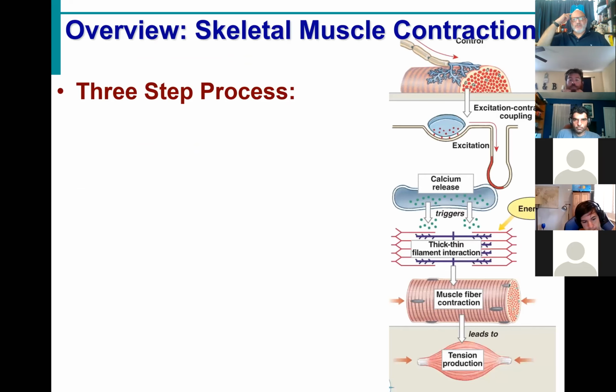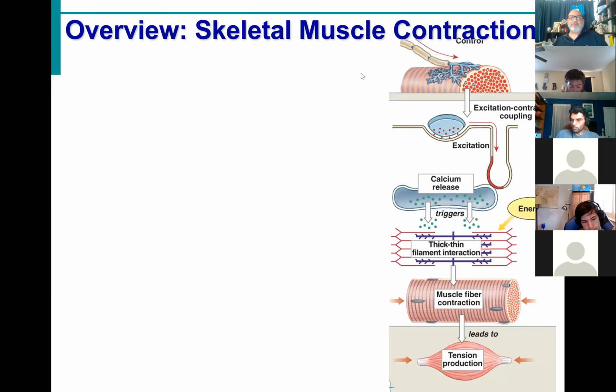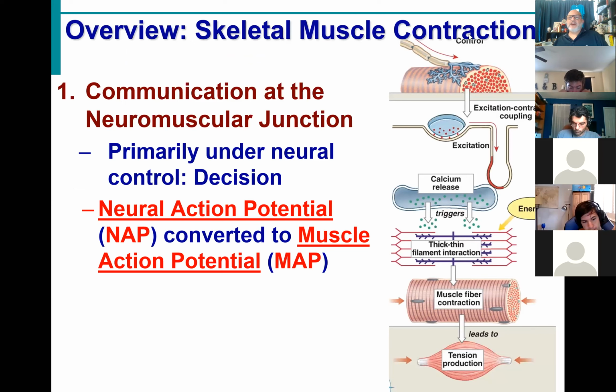From decision to contraction is a 3-step process. The first step in this process occurs up here where the nervous system talks to the muscle cell. And step 1's name is called communication at the neuromuscular junction. Now, all of these processes have a goal.